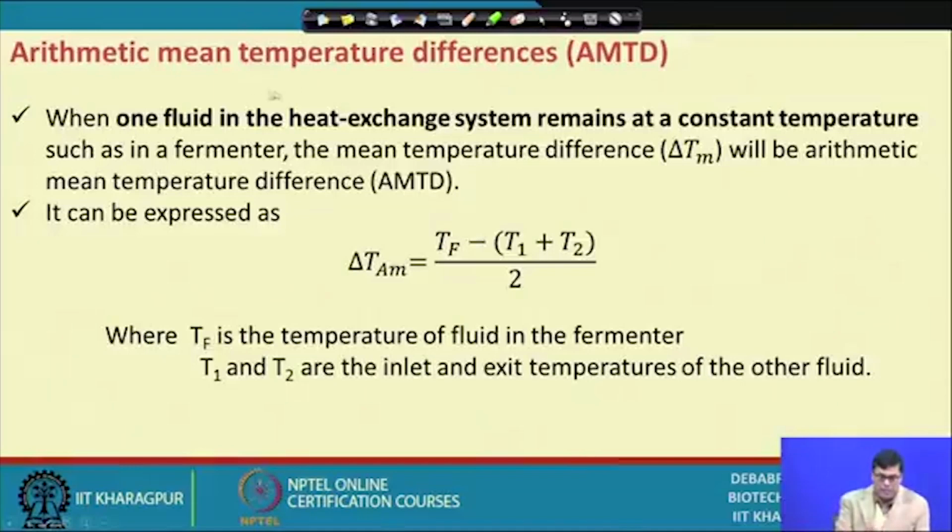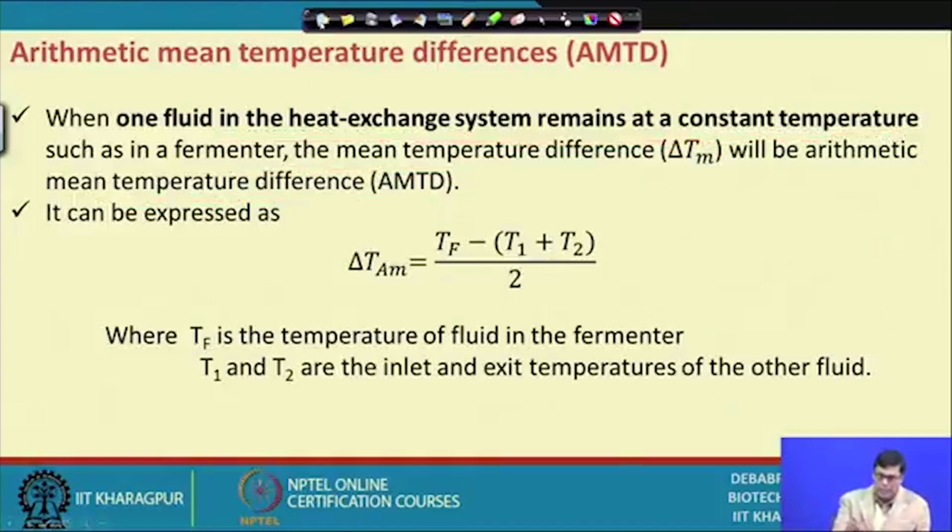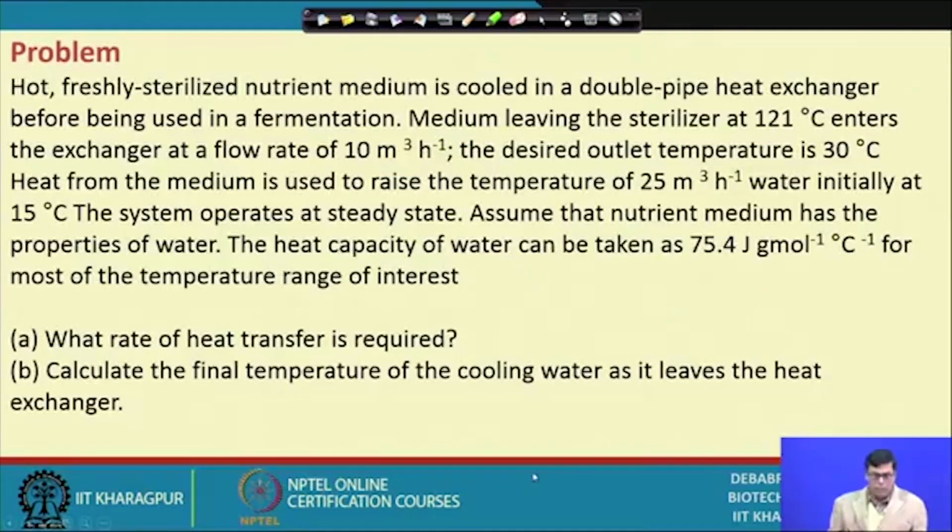And the arithmetic mean of the temperature difference can also be calculated. In case one fluid in the heat exchanger system remains at a constant temperature, such as in fermentation, the mean temperature difference Tm will be the arithmetic mean temperature difference, (T1 plus T2) divided by 2. We can calculate this because in a fermenter, suppose we want to maintain a particular temperature, we can do that.